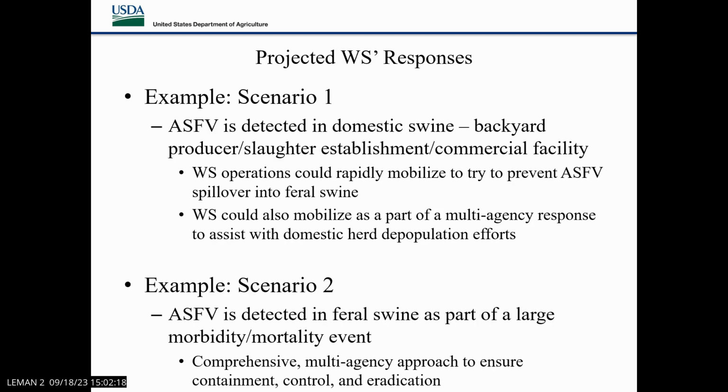So from a Wildlife Services perspective, we're thinking about kind of two umbrellas of an ASF introduction. So the first, kind of scenario one, would be that ASF is first detected in domestic swine, whether that be a backyard producer or a slaughter establishment or a commercial facility. But this is that ASF is detected in domestic swine, and we don't have reason to believe that it's spilled over yet. Really going to be responding to that in a defend the premise, defend the flock perspective, trying to just prevent that spillover. We'll be working, of course, with our partners on the domestic side, state industry partners, but really trying to prevent that spillover into feral swine.